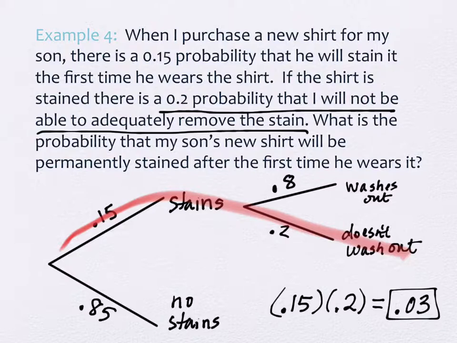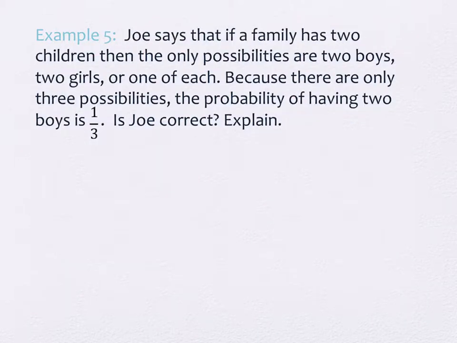All right, let's take a look at another example. So a lot of the examples so far that I have done show different probabilities along different branches, right? There's different things that show up. But not all probabilities work that way, and this is a fairly good example of one. Joe says that if a family has 2 children, the only possibilities are 2 boys, 2 girls, or 1 of each. Because there are only 3 possibilities, the probability of having 2 boys is 1/3. Is Joe correct? And explain.